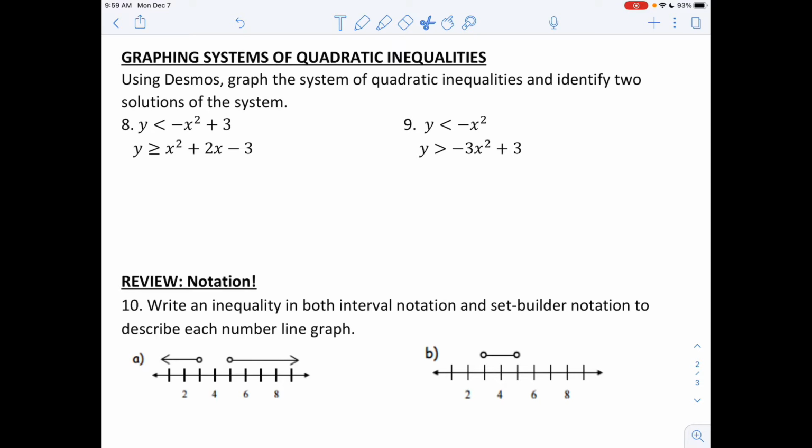Now let's take a look at graphing systems of inequalities. So just like we did with linear inequalities, we're going to have two or more quadratic inequalities, graph those and see where the overlapping shaded region is. So number 8, I'm going to plot into Desmos, and then we will identify a couple of solutions. So we want to graph the system of quadratic inequalities, and then we're just going to pick 2 points that fall in the overlapping shaded region.